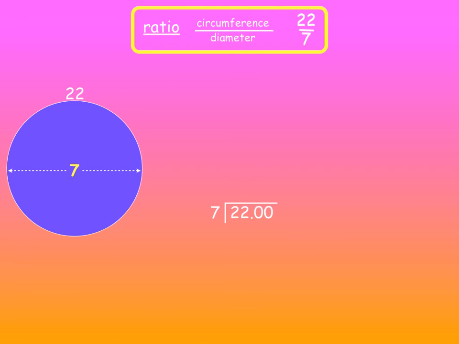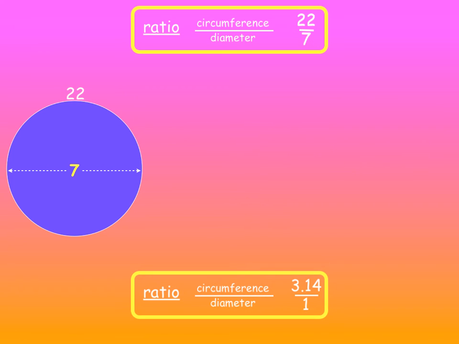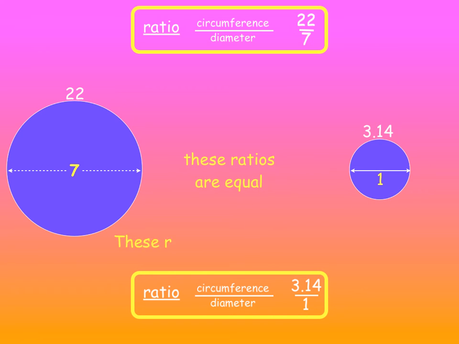22 divided by 7, 3.14, let's just round that to 2 digits, 3.14. There are more numbers, but we don't need them right now. So we could say 22 sevenths, dividing both numbers by 7, is equal to 3.14 over 1, or a ratio of 3.14 to 1. So 22 sevenths is approximately the same as the ratio 3.14 compared to 1. These ratios, 22 compared to 7 and 3.14 compared to 1, are equal. And these ratios are both called pi.